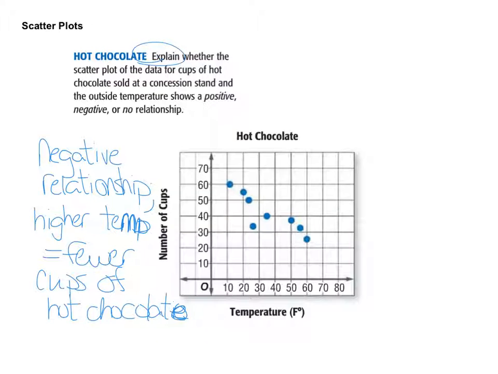Now, look at this scatter plot here. Are there any dots that seem to be out of place, that don't fit with the data? Do you notice this one right here? It's almost 30 degrees, and about 32 cups were sold. But does it fit with the rest of them? Where would we expect this to be? We'd expect it to be up here somewhere, right? So if you have a dot that doesn't fit the data, that is called an outlier. An outlier doesn't fit the rest of the data.